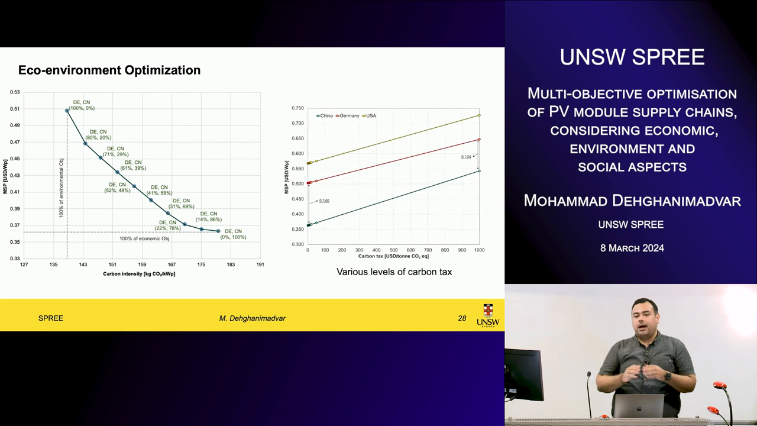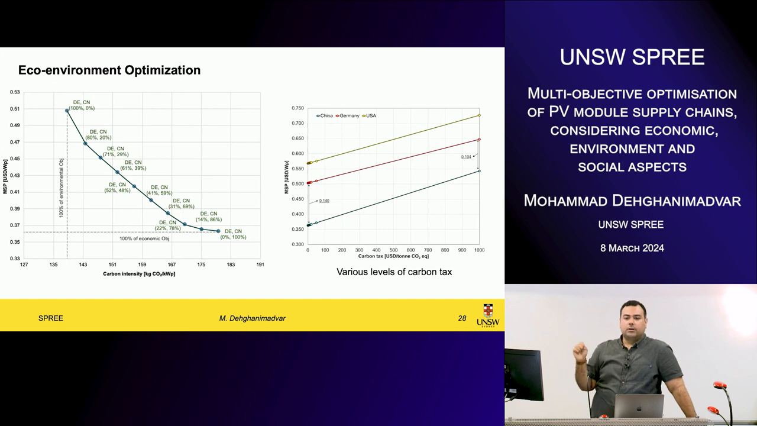Then I said, what happens if we import all of the input material from Germany, but we impose a carbon tax or carbon border adjustment? If we start with zero carbon tax, we know that the price gap between importing everything from Germany and everything from China is about 14 cents per watt. And I imposed different ranges of carbon tax on the border. Even if we go to $1,000 per kiloton of CO2, it is not enough. $1,000 is a lot right now.